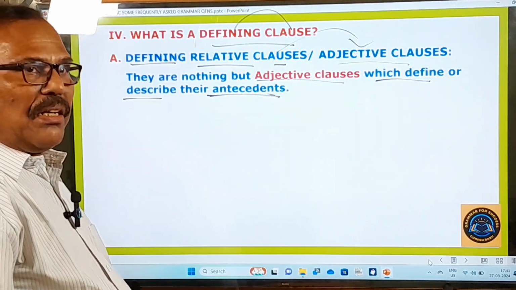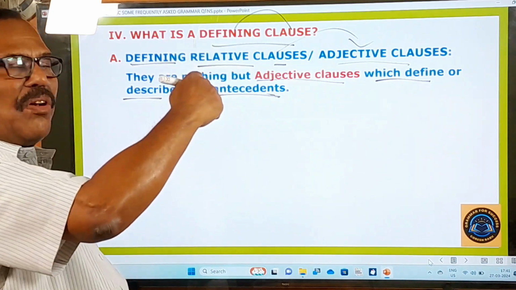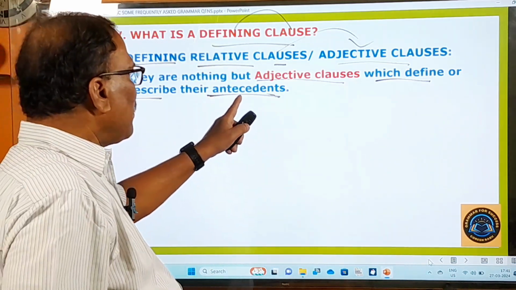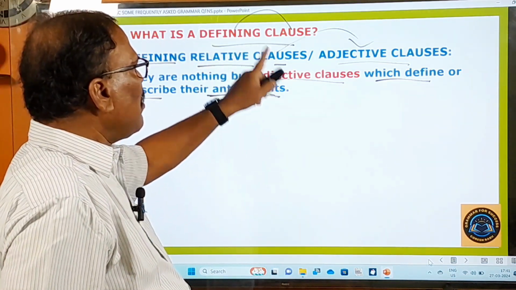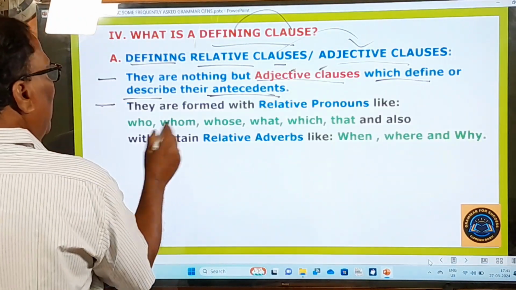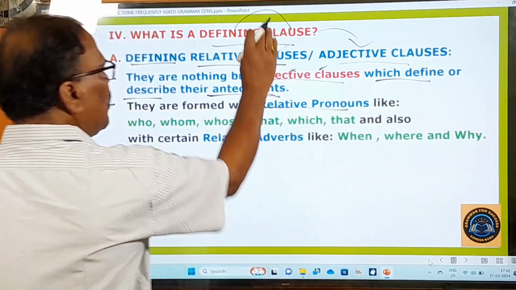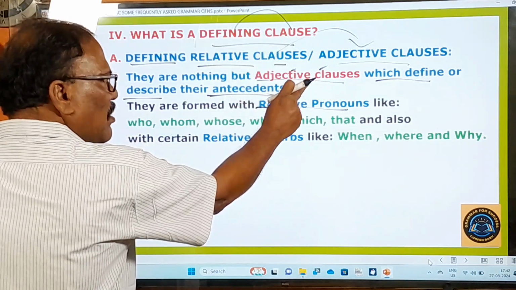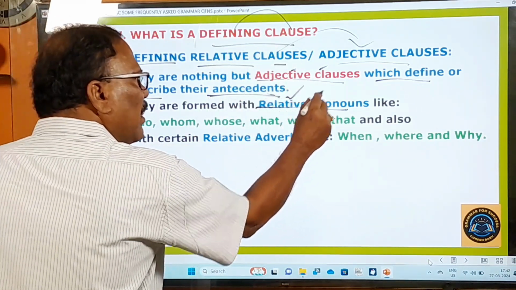Antecedent means the noun or pronoun preceding the adjective clause is called the antecedent of this defining clause or adjective clause. So this point you have understood. Another point I would like to give you here: they are formed with relative pronouns. Defining clauses or adjective clauses are always formed with relative pronouns.